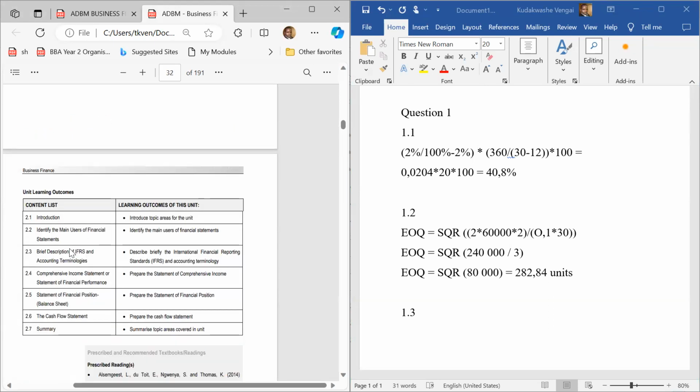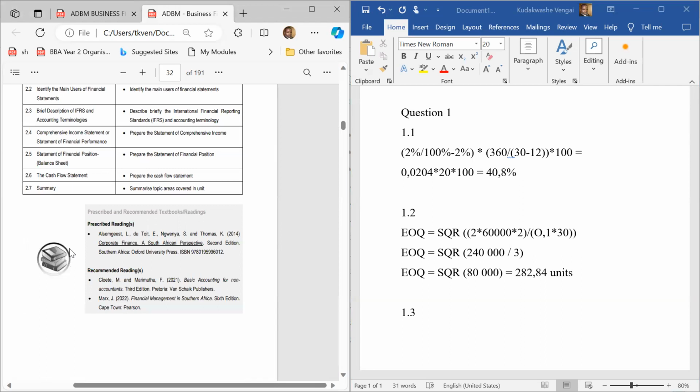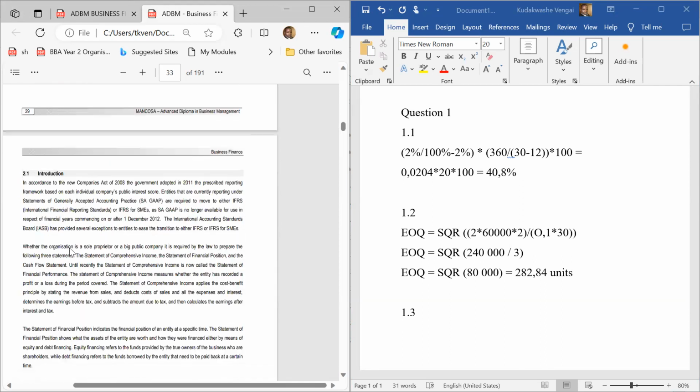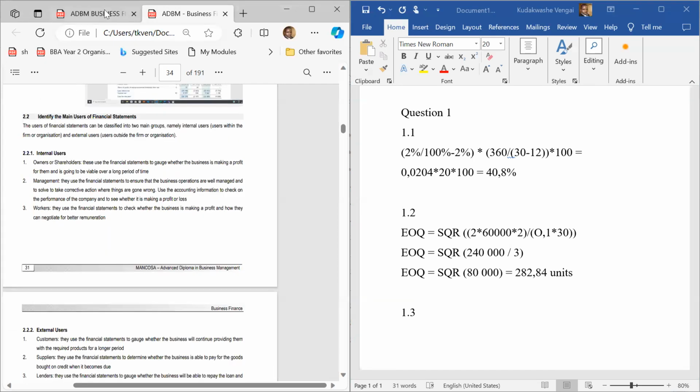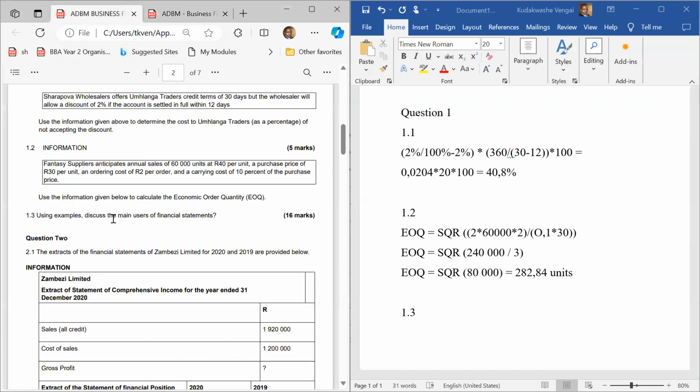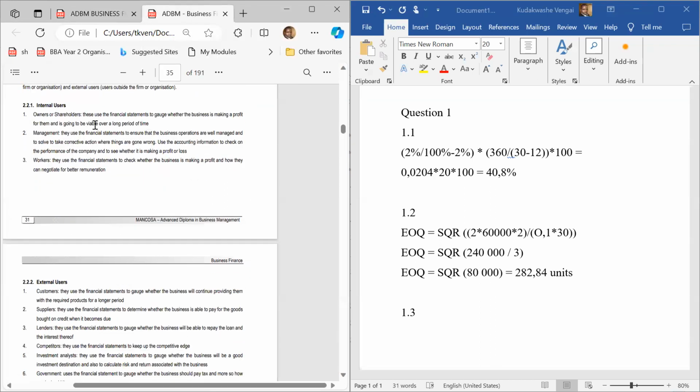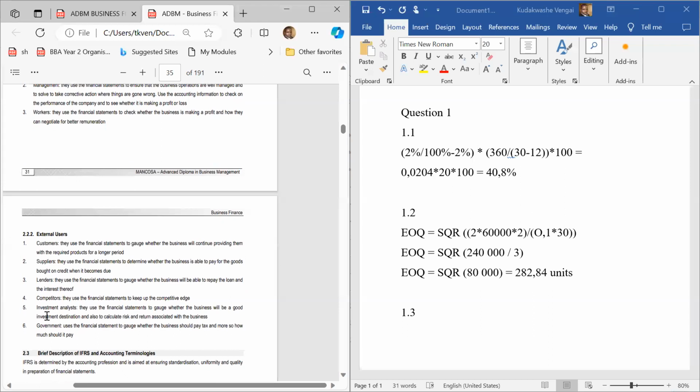Okay, let's see. Unit number 2. There you go. So it's 2.2, users of financial information. Using examples, discuss the main users of financial information. So you just take this information there, right? You've got a list of users. You've got internal users, 3 of them, and you've got external users, 6 of them.